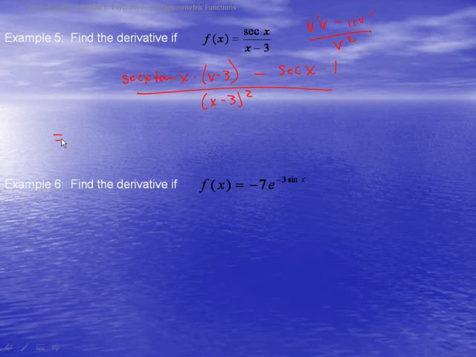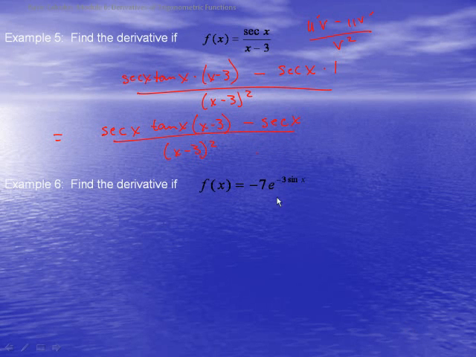So this will be equal to, let's clean it up a little bit, secant x tangent x times x minus 3 minus secant x, times 1, over x minus 3 quantity squared. We now have the derivative of this one.